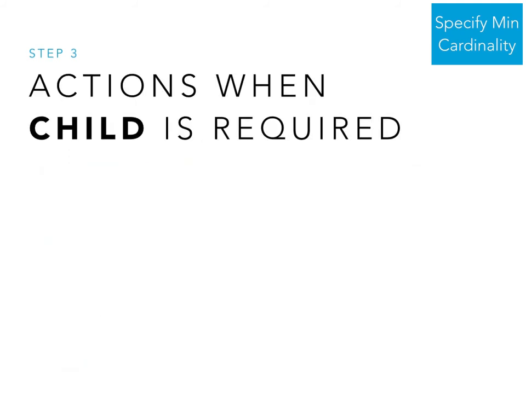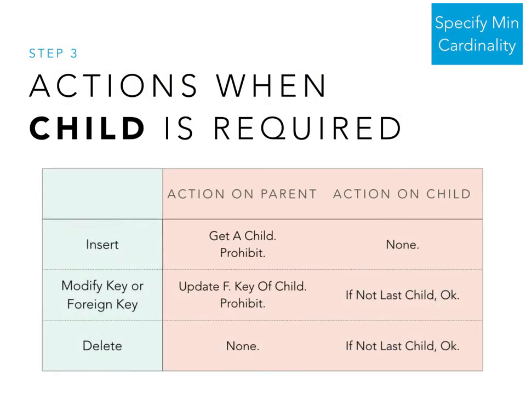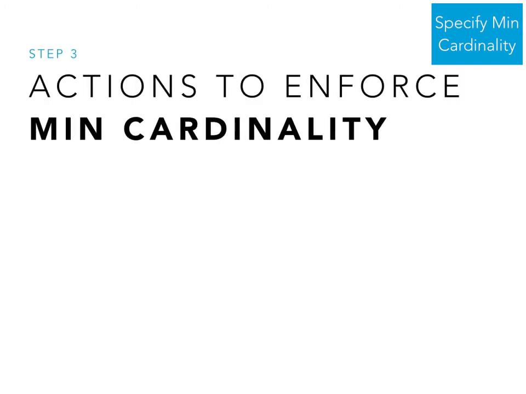This is the counterpart to that table, which is the actions that we should take when a child is required. So when we insert, the parent would have to get a child, the child would not have to do anything. If we modify the key or the foreign key, we have to update the foreign key of the child. If it's not the last child, it's okay. This is ugly over here, if not the last child, because you have to search the database to figure that out.